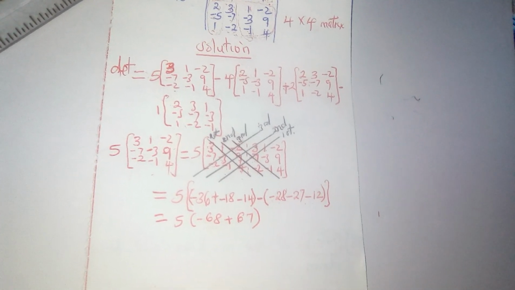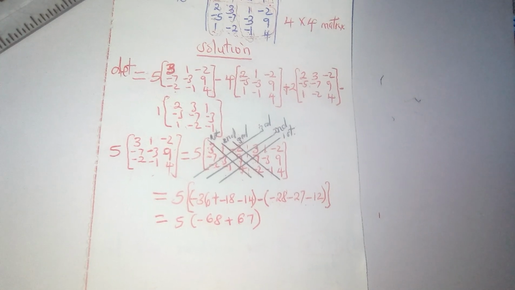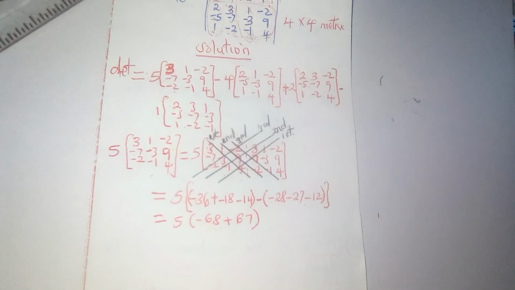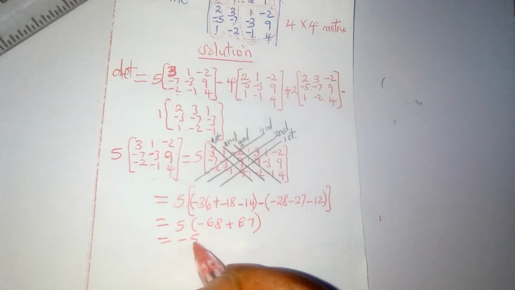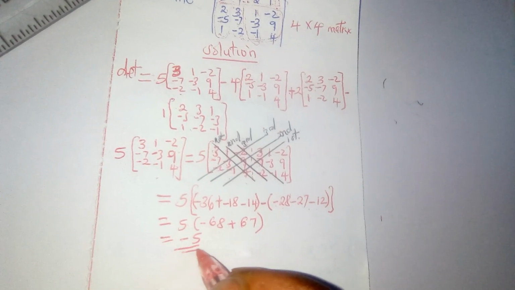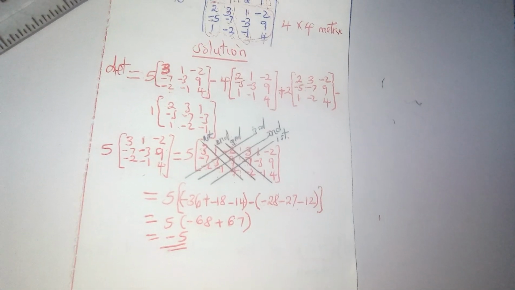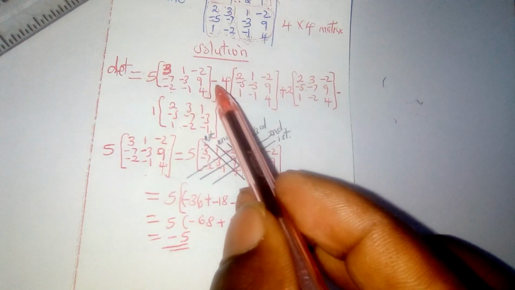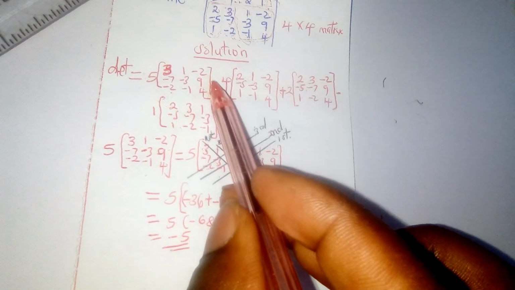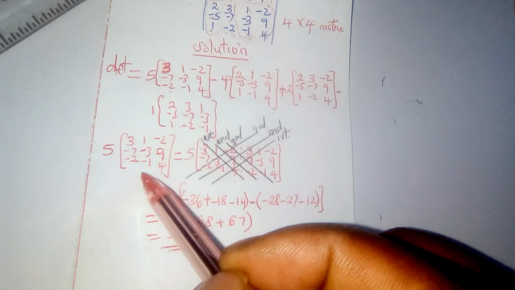Now when you take negative 68 plus 67, you will end up having negative 1. So when you take negative 1 by 5, you will end up getting negative 5. Now when you work out that, you will have gotten the first side, this side. Then I've said just move to the second side and do the same way as you've done here.